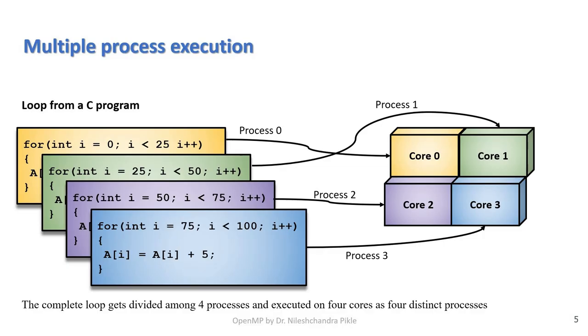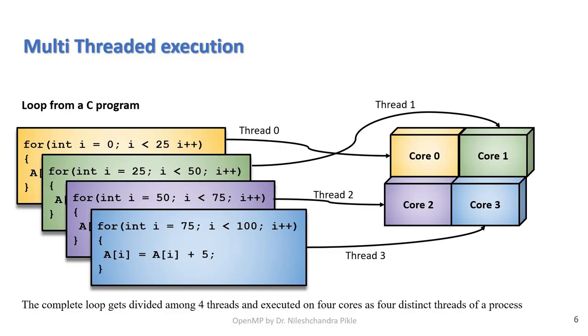The 25th to 50th iterations can be run on core 1. The 50th to 75th iterations can run on process 2, that is on core 2, and the last one can run on process 3, that is 75 to 100. So this way you can divide the processes. The complete loop gets divided into 4 processes and executed on 4 cores as distinct processes.